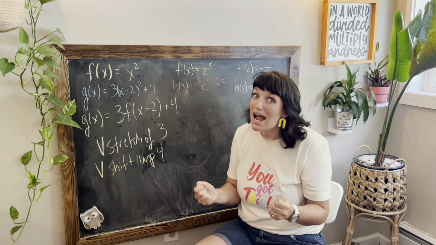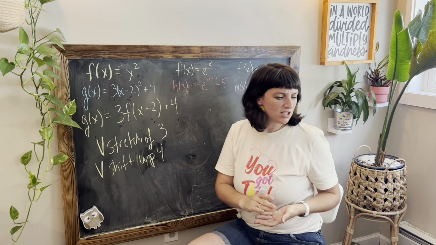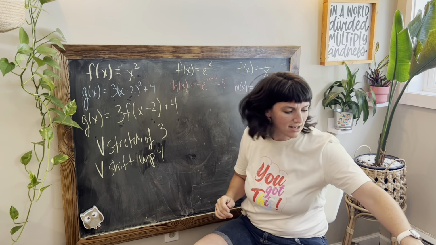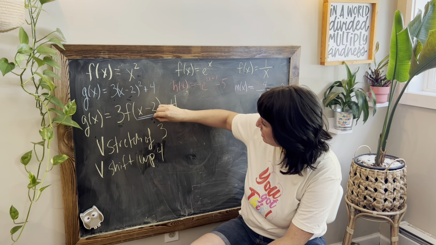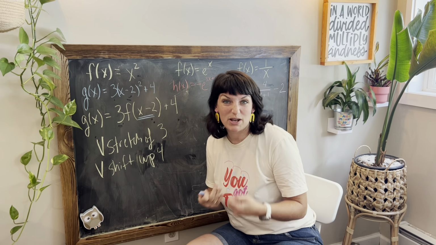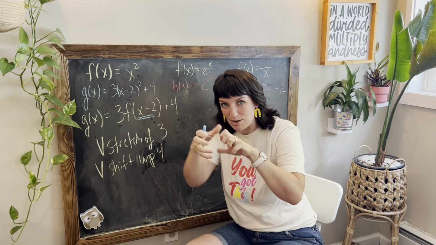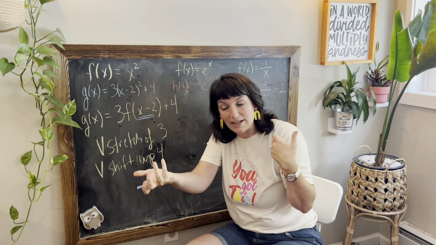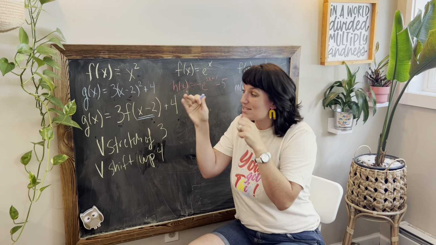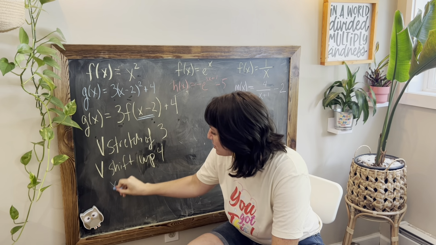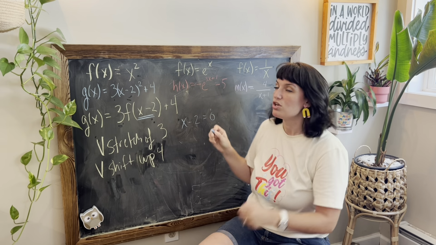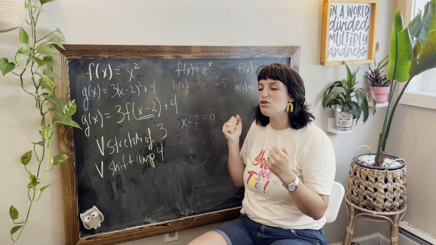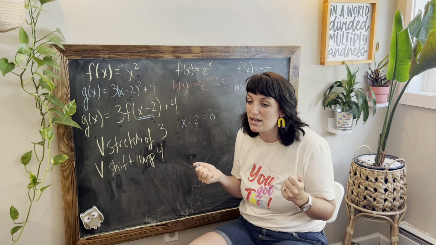Now, set that input equal to 0. Okay, here's the input. So to figure out the correct transformations horizontally, they're kind of the opposite. We have to undo what's going on. So we set that input equal to 0. So I go, okay, x minus 2, I'll do it here. X minus 2 is equal to 0. Use old math that you already know.